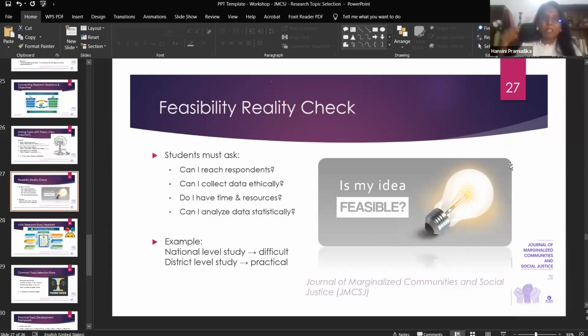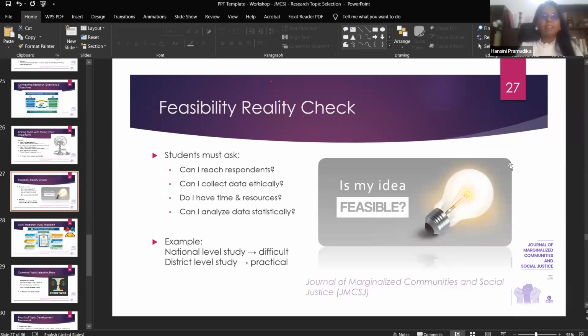Professors can, because they have the authority now, so they have contacts and they have the power and everything. So they can easily conduct the data collection sometimes. But when it comes to a student, the situation is quite different. That is the practical scenario, right? So you have to think about this.